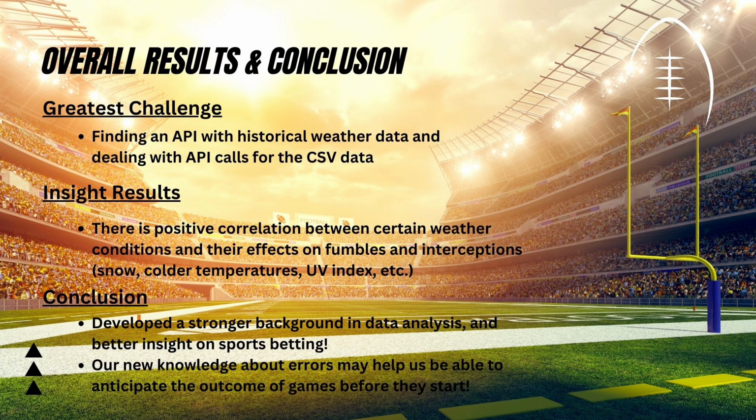As far as insight results, we discovered some very helpful knowledge. There is definitely a positive correlation between certain weather conditions and their effects on fumbles and interceptions. For example, now we know that high UV, extreme temperature, and snow days all increase error amounts of football games. In conclusion, it was really fun developing a stronger background in data analysis, and we know our new knowledge about errors may help us anticipate the outcome of games even before they start.